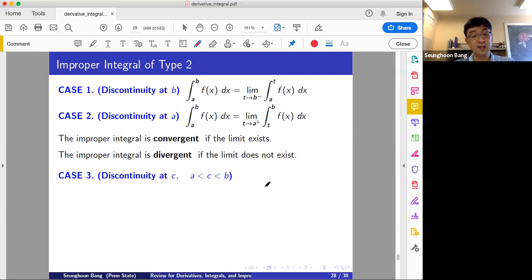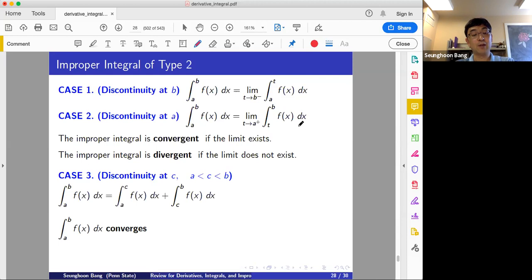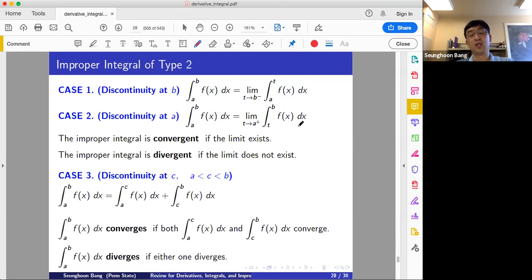The third case, discontinuous at c. The c is between a and b. How can you do that? Split into two improper integrals: the integral from a to c of f of x dx plus the integral from c to b of f of x dx. The integral from a to b of f of x dx converges. What does it mean? Both improper integrals are convergent. The improper integral is divergent if either one is divergent. It's the whole concept of improper integral.